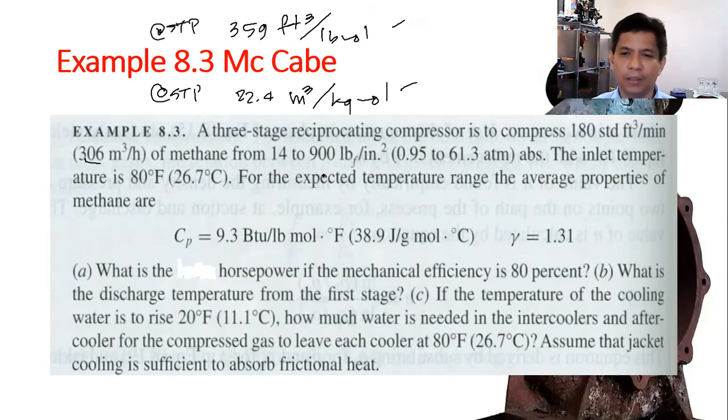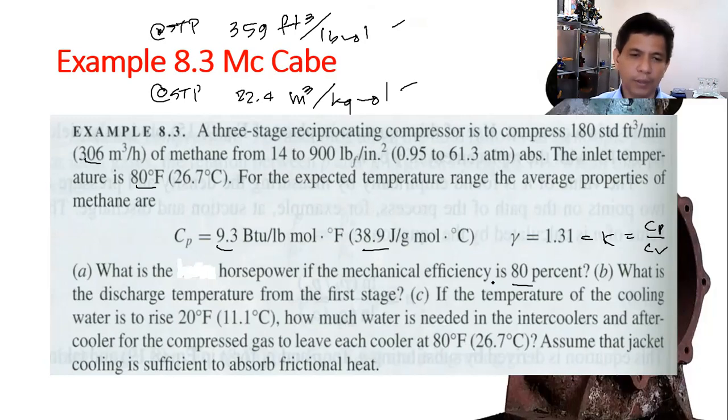So the inlet temperature is 80 degrees Fahrenheit or 26.7 degrees Celsius. So this is T1. For the expected temperature range, the average properties of methane are Cp equal to 9.3 BTU per pound mole per degree Fahrenheit. This is the SI value. This is the gamma. Gamma is also Cp over Cv. Gamma is the same as K. So the first question is, what is the horsepower if the mechanical efficiency is 80%?